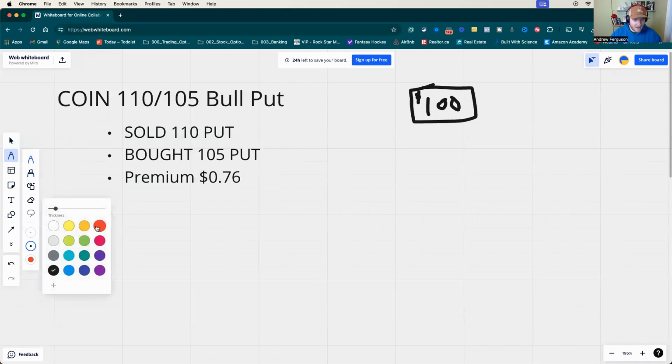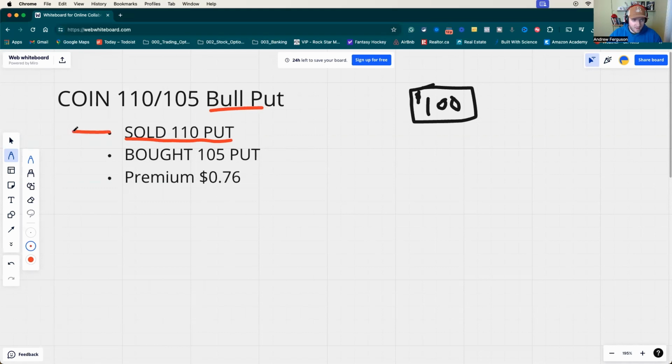Well, in a negative connotation, this put right here, the 110 put, when you sell a put, you're taking on risk of being assigned shares. So you would get assigned on the Saturday after this bull put expires, you'd get assigned 100 shares at 110. That's in your account. That's what happens. So what you'd have to do, right?